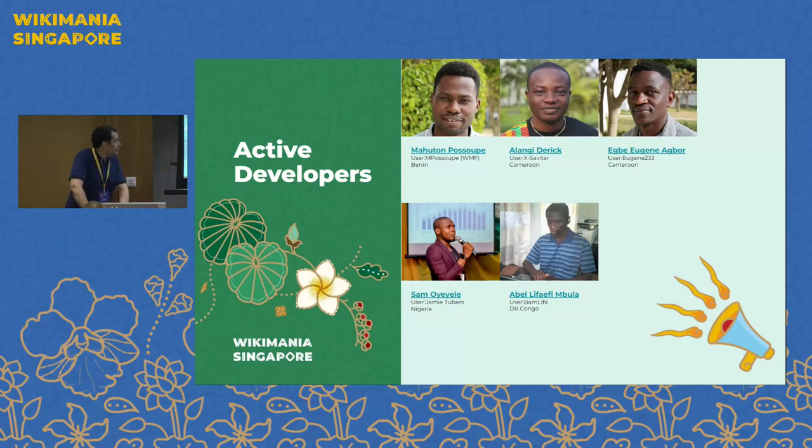There is also Anel Giterek, who was the first to participate in the Google Summer of Code. There are some other people like Egbe Ejin Akbar from Cameroon, Sam Oyelele from Nigeria, and Abel Bula, who were mainly working on Wikipedia script development and are now shifting to Wikidata-related development.